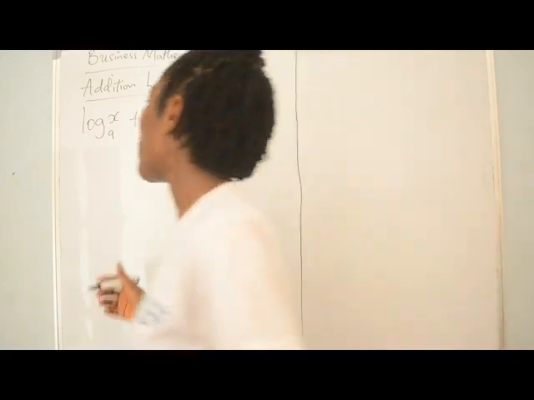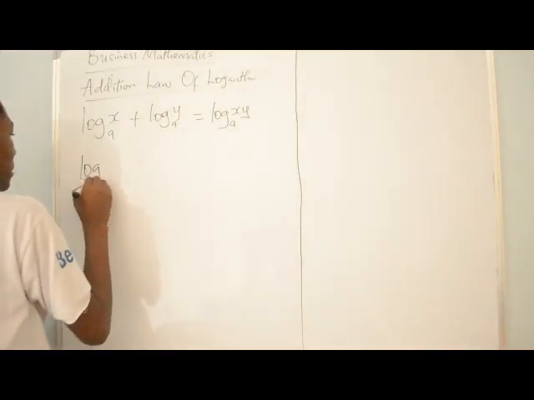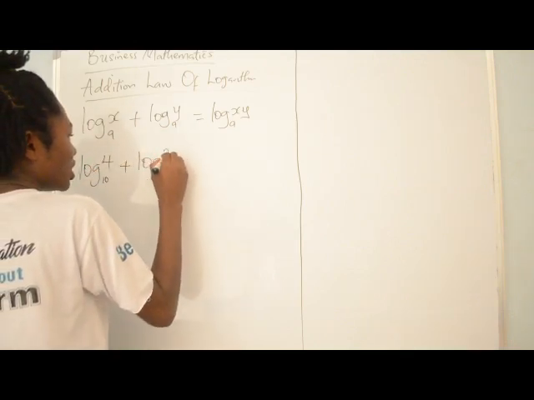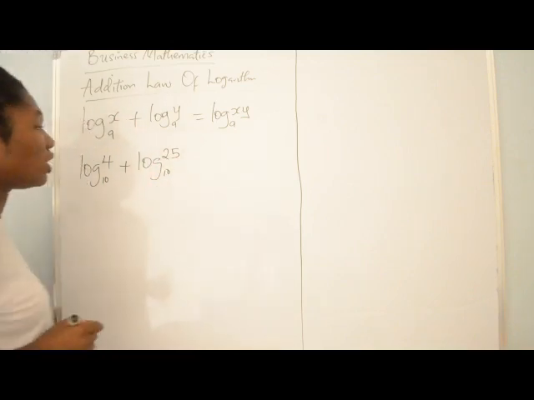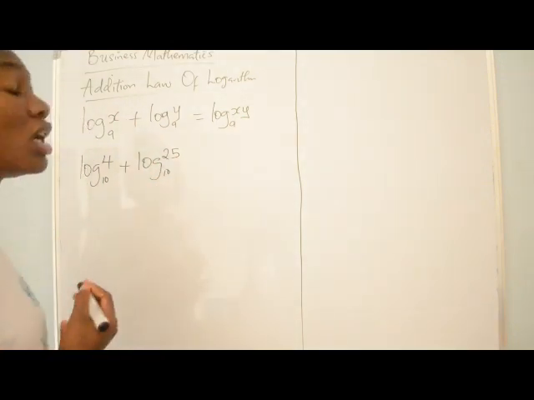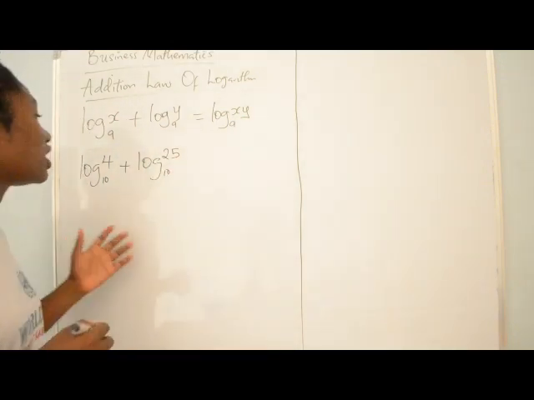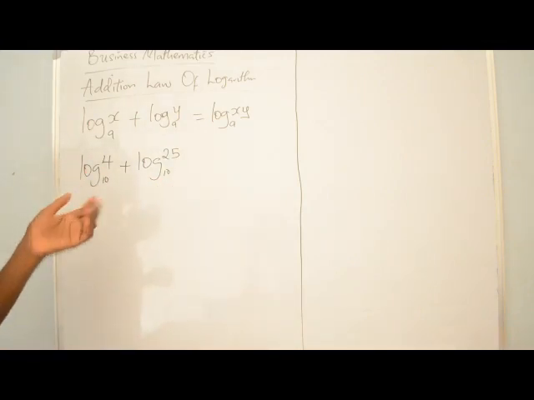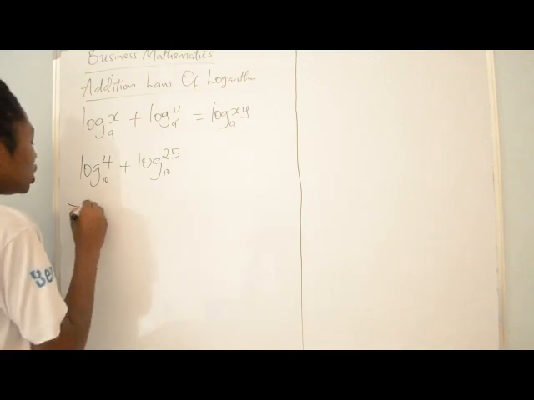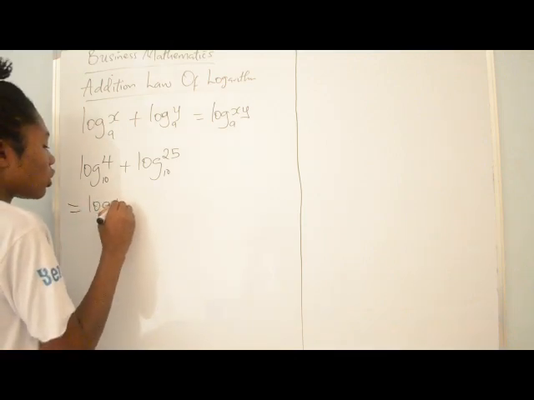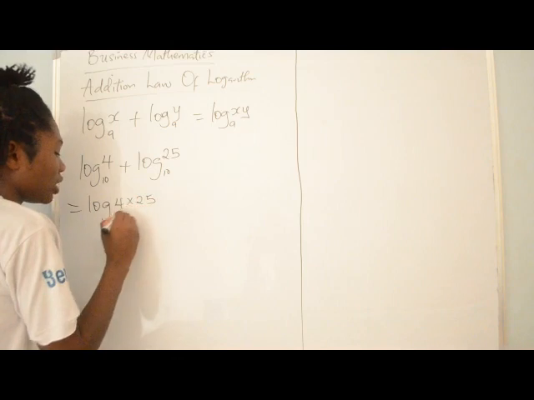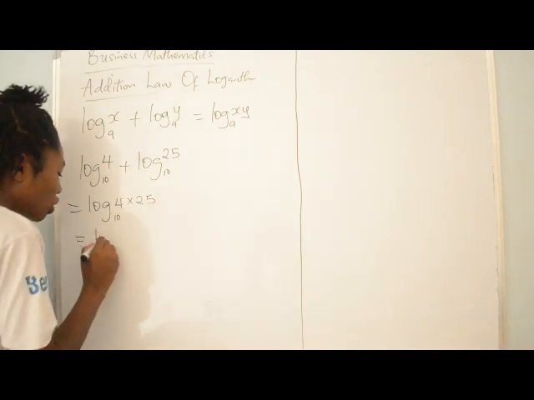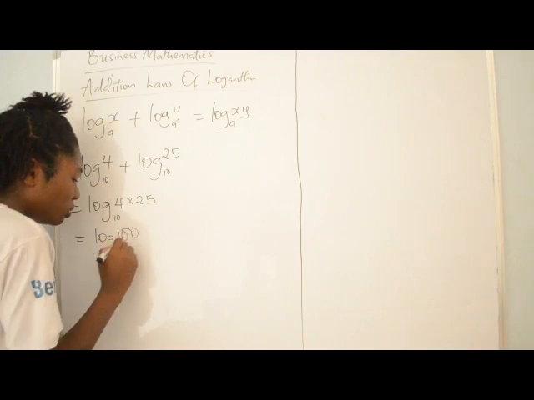We have log 4 base 10 plus log 25 base 10. So this is our example on addition of logarithm. Like we said, since the bases are the same and it is addition, we'll simply be multiplying the whole numbers. So that will be equal to log 4 times 25 base 10, and 4 times 25 will be giving us log 100 base 10.